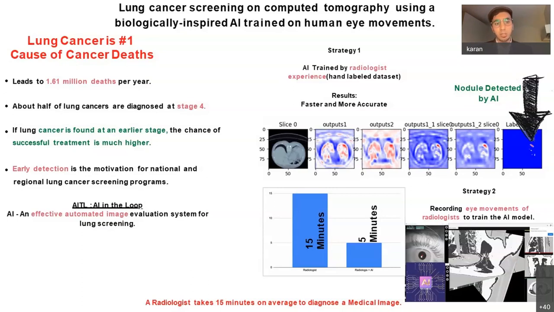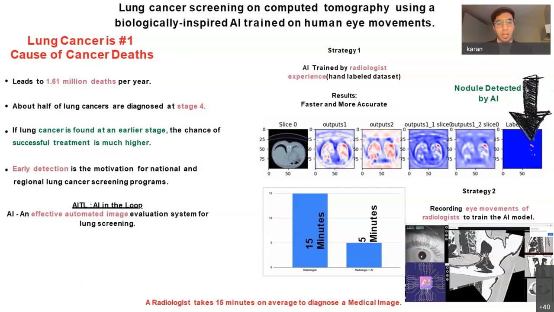The reason we are not able to detect lung cancer in the earlier stages 1, 2, 3 is the lung cancer nodules. Nodules are the small patches of lung cancer. They are so small that sometimes radiologists also miss the information, so they are not able to diagnose if there is lung cancer present in the earlier stage.